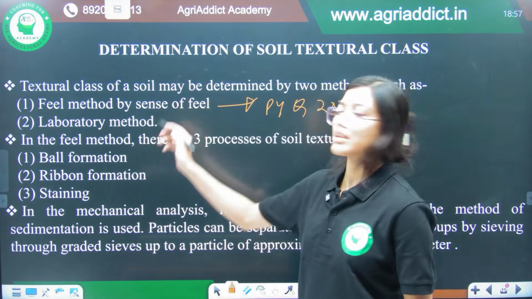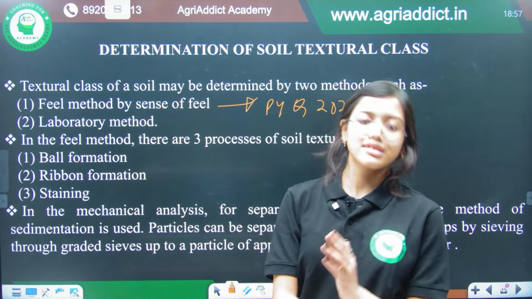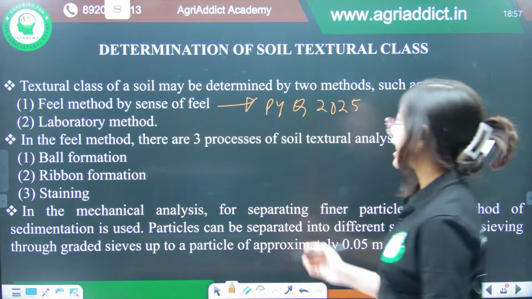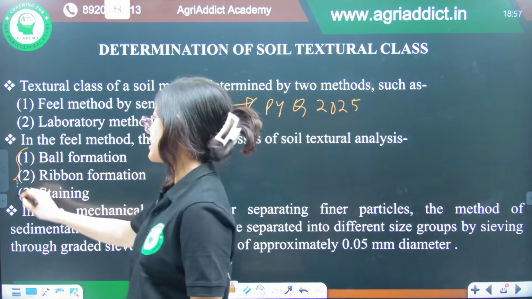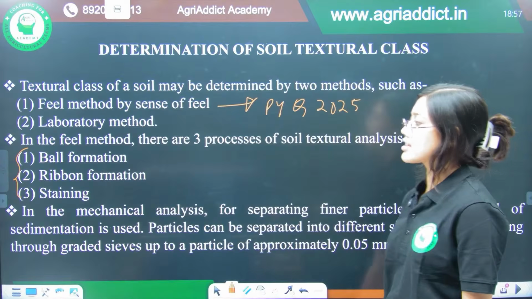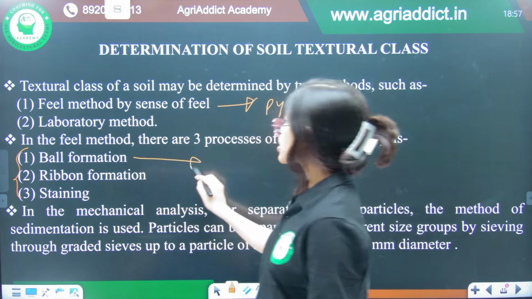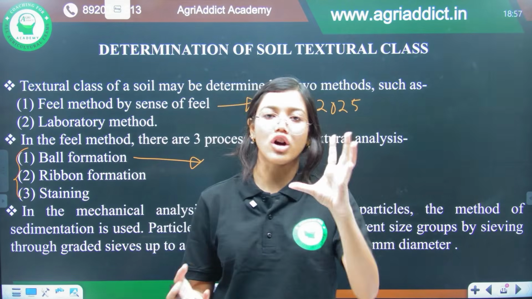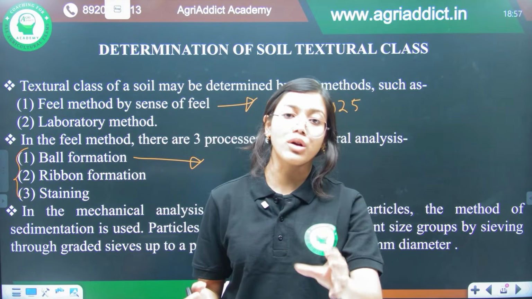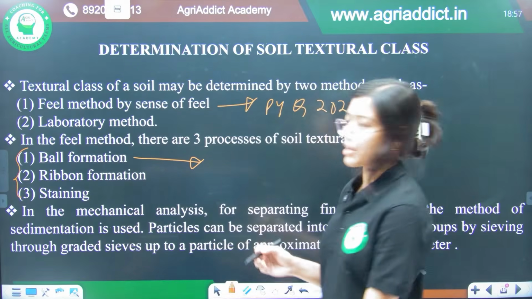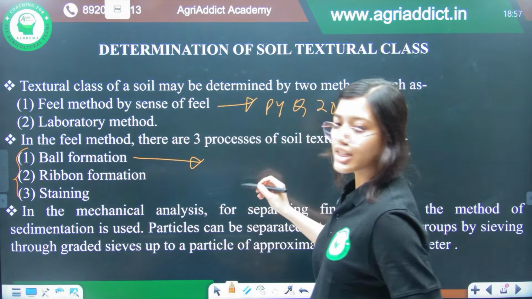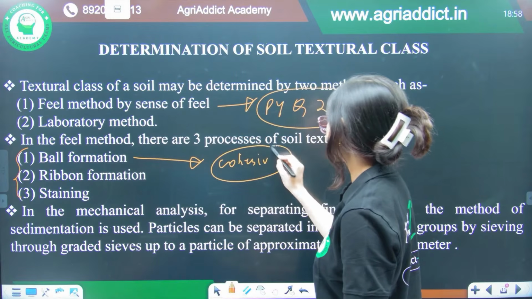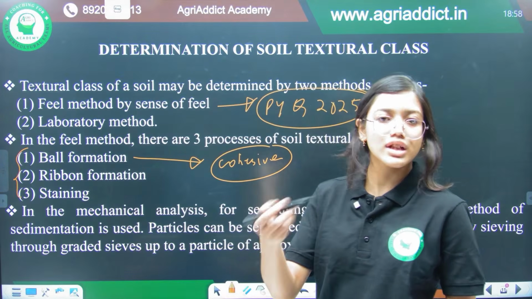Then in the laboratory method, all this mechanical analysis like the international pipette and hydrometer will come. Now, in the field method, there are actually three processes of soil textural analysis. One is ball formation, another is ribbon formation, and the other is staining. So, what is ball formation? You will take a lump of soil and find out whether it can form a ball or not, and if it forms a ball, whether or not it retains its shape. That will indicate that your soil has very high cohesive properties. Cohesive properties means it prefers sticking to each other.